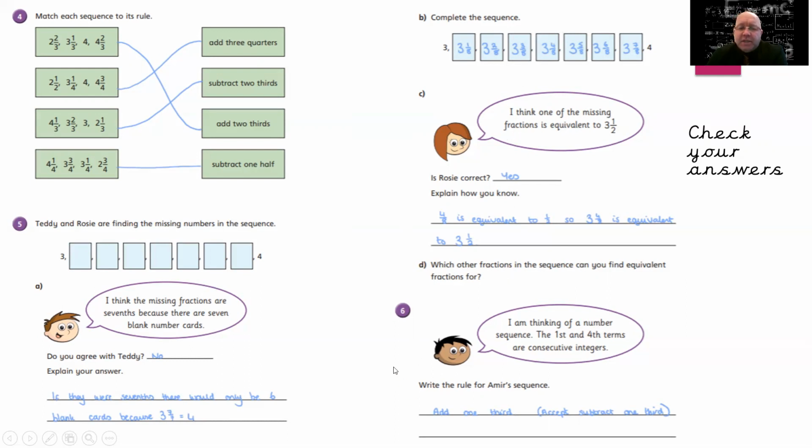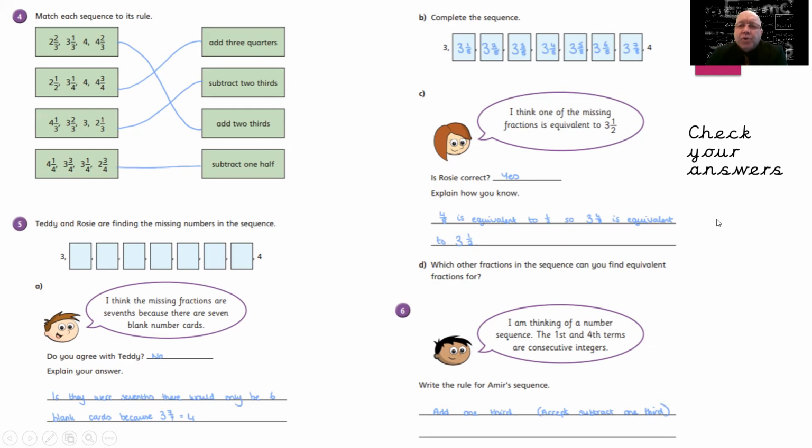Right, finally, number 6. Amir's first and fourth terms are consecutive integers. Okay, so for example, we've got 1, and then we've got 2 boxes, and then the fourth term could be 2. So 1 and 2 are consecutive, and then there'd be 2 boxes in the middle. That means that we've got 3 steps. So we're going up in thirds. So there's his rule. For this particular sequence, you're going to add 1/3.